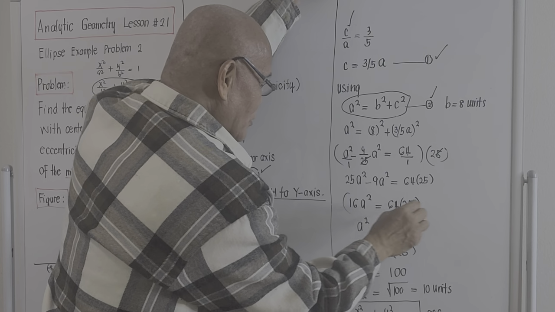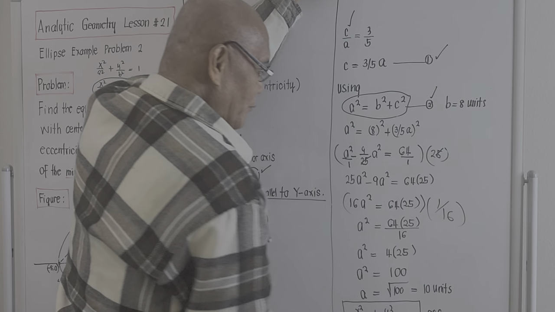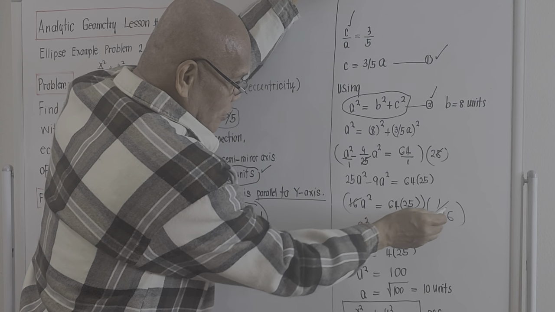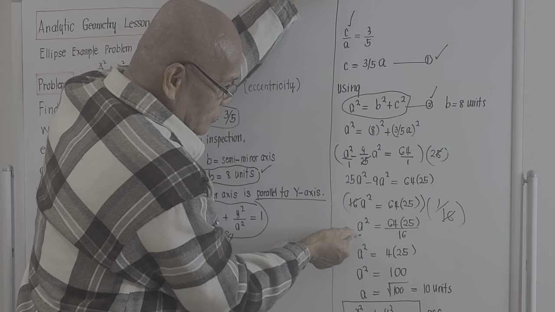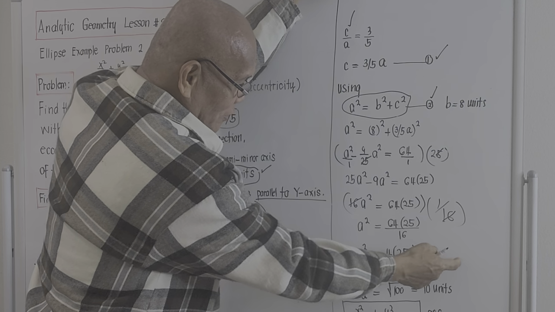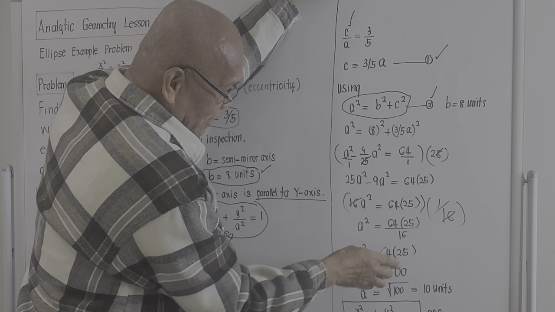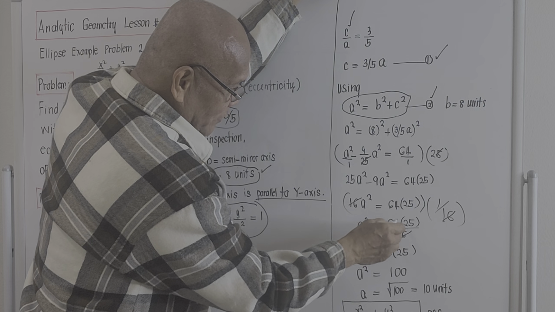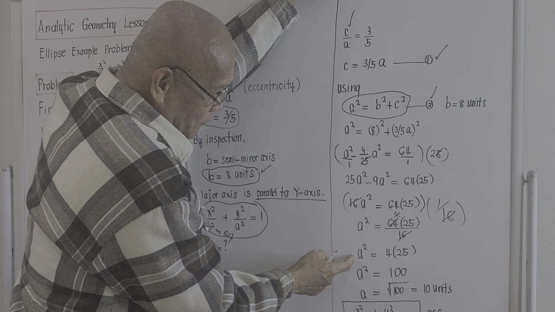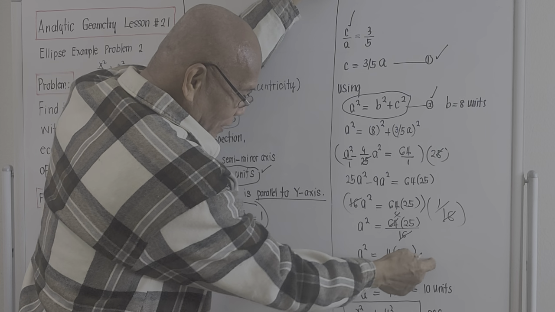And to eliminate the 16 on the left, we will multiply both sides by 1 over 16. So 16A square times 1 over 16, this 16 here cancels with this. What remains will be A square. For the right hand side, 64 times 25 times 1 over 16, it will still be 64 times 25 over 16. And luckily this 16 here cancels with this, and will become 4. So A square will be the product of 4 times 25, or A square is equal to 100.